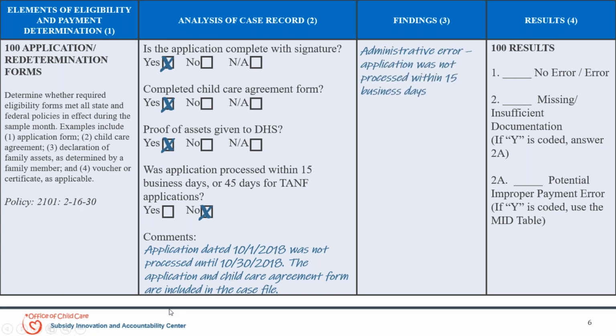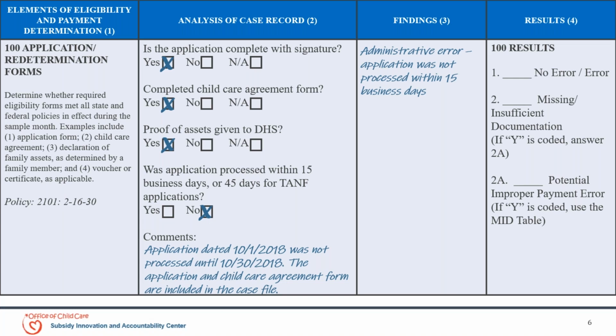Column 3, the findings column, is really to describe whether or not there was an error. Was it a MID error, missing or insufficient documentation? Was it a payment or administrative error? Descriptions of what was found in the case file, that sort of thing, can go in column 3, but we really like to see it described in column 2. We don't like to see that kind of information being brought in new in column 3.